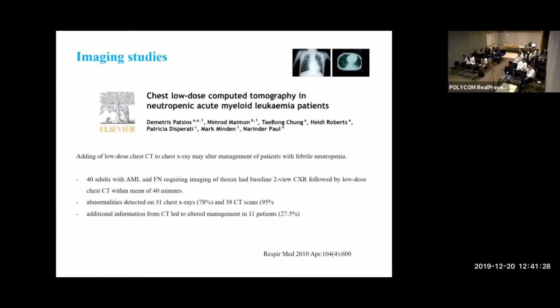a different topic. So in AML patients, like in this paper, they did have an indication for a chest X-ray, and then within 40 minutes of receiving the chest X-ray, they also did a low-dose CT, and then these findings changed management. The rate of detection of abnormalities in the plain films was 78%, and in the low-dose CT was 95%. And actually, over a quarter of these patients had a different management based on the CT finding. So I think that there's validated evidence for the role of CT evaluation in these patients.